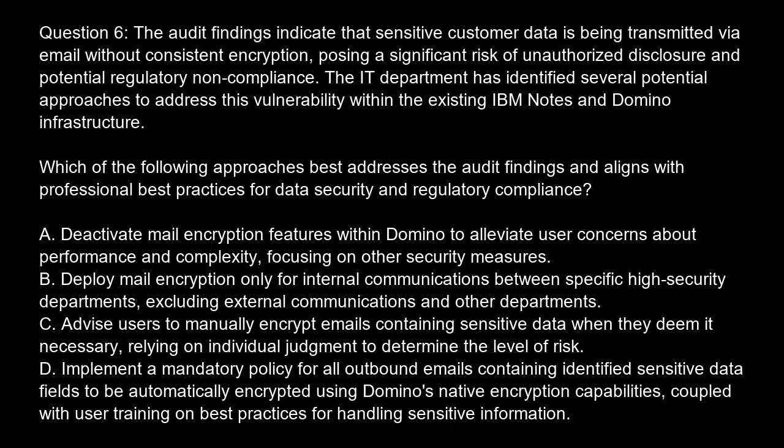Option A. Deactivate mail encryption features within Domino to alleviate user concerns about performance and complexity, focusing on other security measures. Option B. Deploy mail encryption only for internal communications between specific high-security departments, excluding external communications and other departments. Option C. Advise users to manually encrypt emails containing sensitive data when they deem it necessary, relying on individual judgment to determine the level of risk.